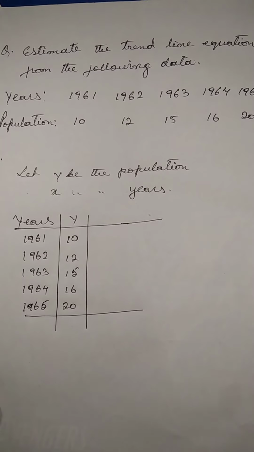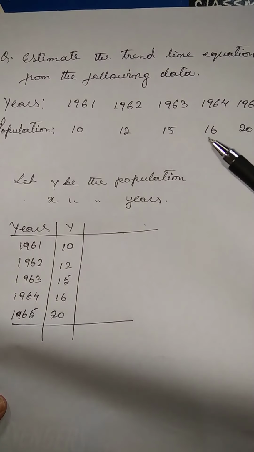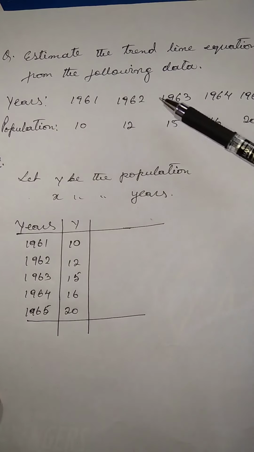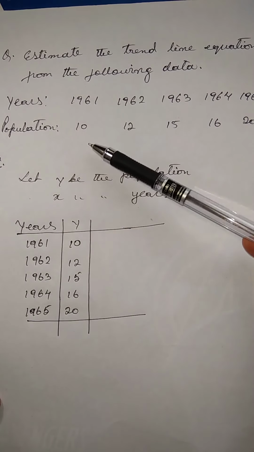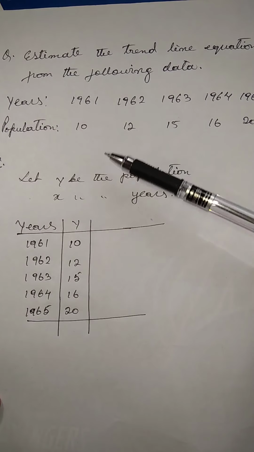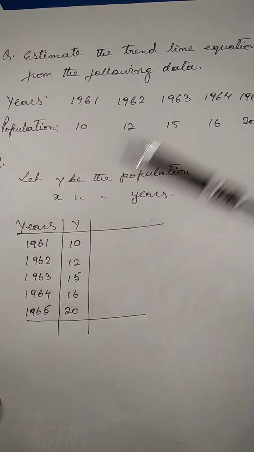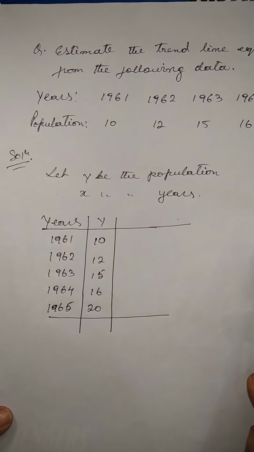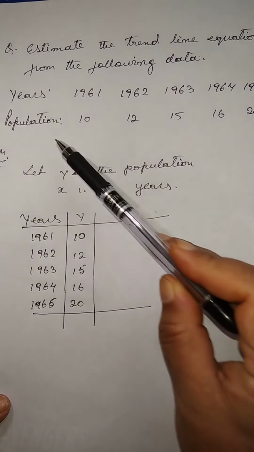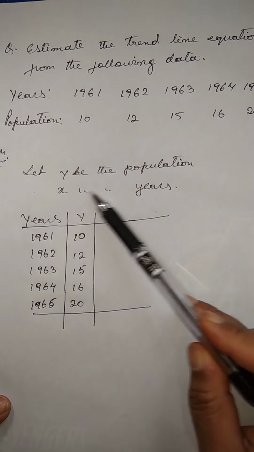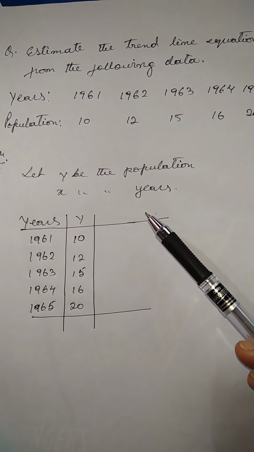For example, we have the question here: estimate the trend line equation from the following data. We are given the years 1961, 62, 63, 64 and 65 and the population. We have to estimate the trend line, or the change in the population. First of all, let y be the population and x be the years.